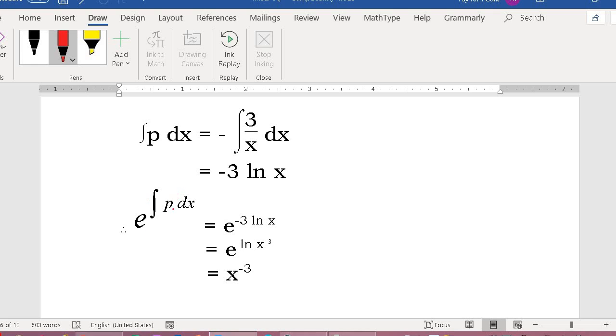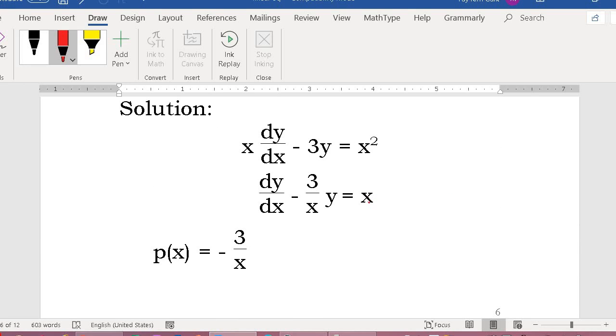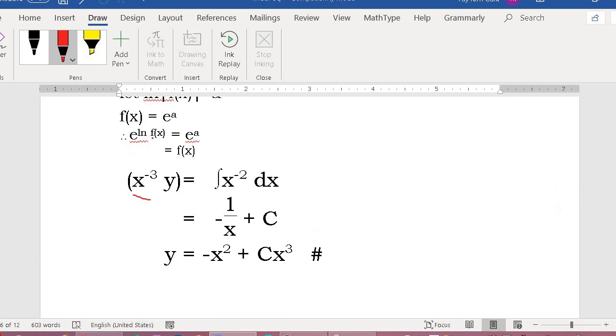So the integrating factor is exponent integral p dx, which gives exponent negative 3 ln x. Negative 3 ln x you can rewrite as exponent ln x to the power negative 3. So e to the ln f(x) gives back f(x), which is x to the power negative 3. Hence the integrating factor is x to the power negative 3, multiplied by y, equal to the integral of the integrating factor times q(x), which is x here. You take x to the negative 3 multiplied by x, and integrate with respect to x. So it becomes the integral of x to the power negative 2 dx.